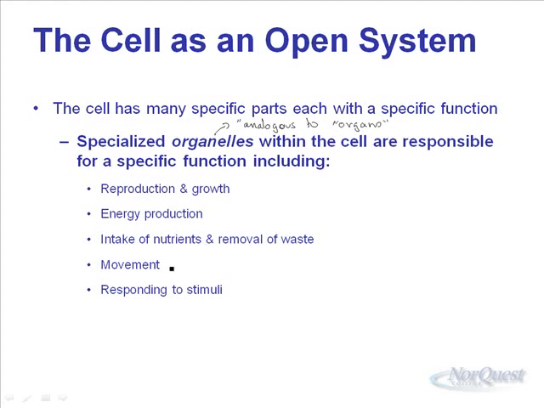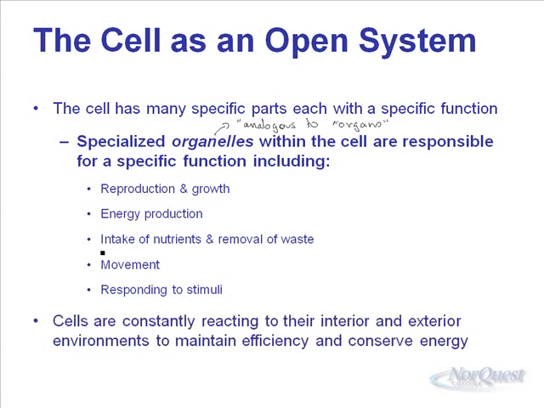The movement of the cells. Some cells move around to find their food and avoid danger and all that fun stuff. There are also organelles that are responsible for responding to stimuli. So if the concentration of food seems to be growing as you travel in a certain direction, then as a cell, you would want to travel in that direction. Cells are constantly reacting to their interior and exterior environments to maintain efficiency. So cells are constantly undergoing change in terms of the nutrients and the waste products inside of them, and the processes that are happening in order to be efficient and conserve energy. Because if you run out of energy, you're as good as dead.